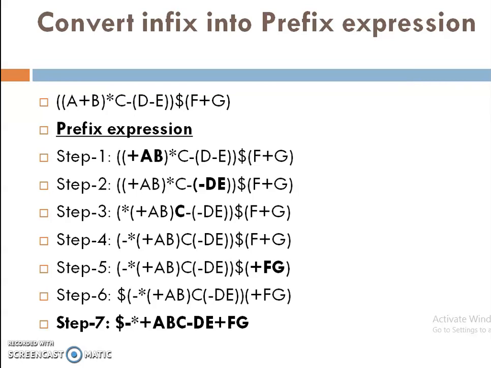In this equation, we convert to prefix expression. Now, it gives double parentheses A plus B, then star C minus parentheses D minus E, then parentheses complete, then dollar parentheses F plus G. Now, solve this equation stepwise, following the prefix rule. It gives the final result dollar minus multiplication plus ABC minus DE plus FG.